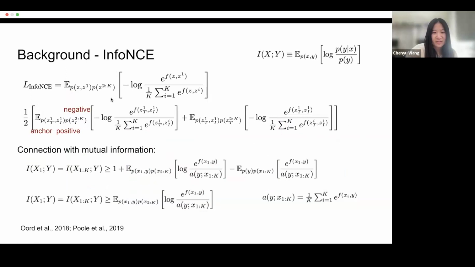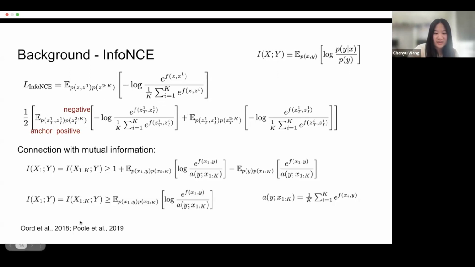And more specifically, they are optimizing the InfoNCE loss, where this f is the cosine similarity divided by a constant, like a temperature hyperparameter, between the two latent representations. So in this loss, we can see that it is maximizing the positive similarity and minimizing the negative similarities in the denominator.